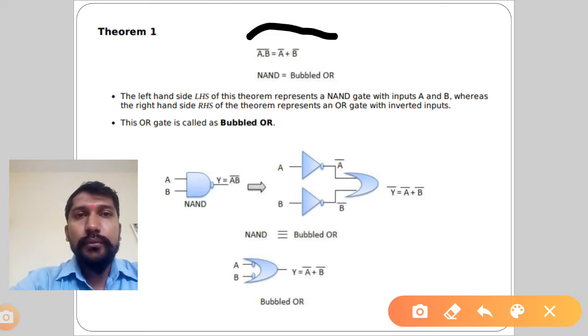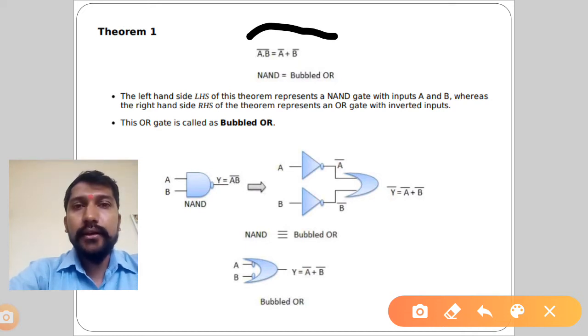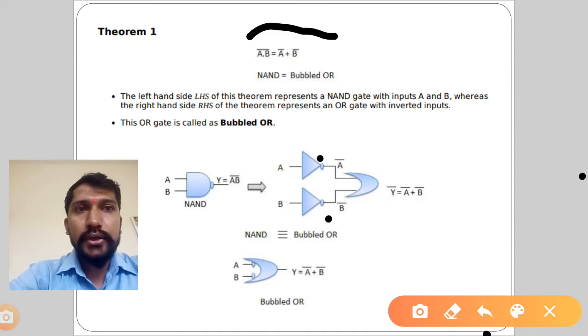Okay, so we will draw the logic diagram for that particular thing. What will be the logic diagram for that? (A dot B) bar, that is which gate? It is your NAND gate, is equal to A bar. A bar means which gate? NOT gate. B bar is which gate? NOT gate. And both are joined using which gate? OR gate. So this is the statement and this is the diagram for your De Morgan's first theorem.